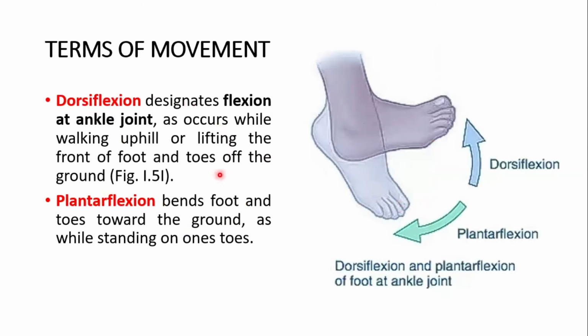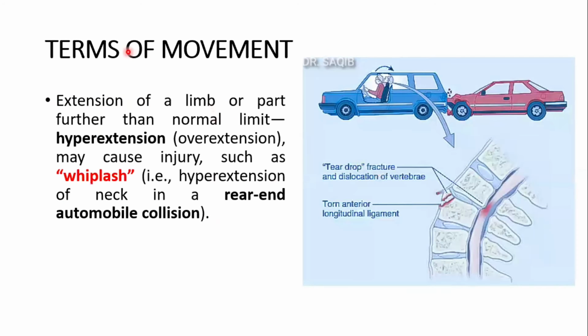Dorsiflexion and plantar flexion take place at the ankle joint. Dorsiflexion is the upward movement, and plantar flexion is the downward movement. Dorsiflexion designates flexion at the ankle joint, as occurs while walking uphill or lifting the front of the foot and toes off the ground. Plantar flexion bends the foot and toes toward the ground, as while standing on one's toes, right? You could see this, I already told you. So the terms of movement are very interesting and important.